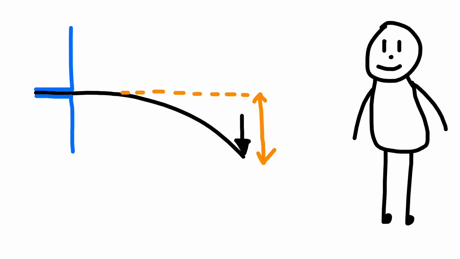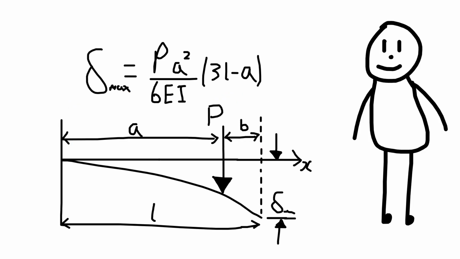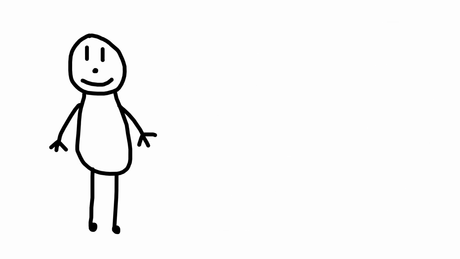The way this works is that we fix one end of the test strip and add masses to the other, measuring how much it deflects with each. From this, we should be able to rearrange this fun equation for the deflection of a cantilever beam with a concentrated point load to find the bending modulus of the material. Now, we've got a plan. It's time to get started.